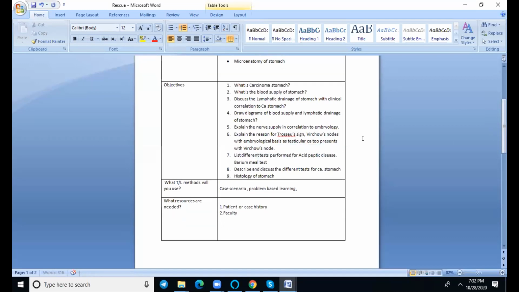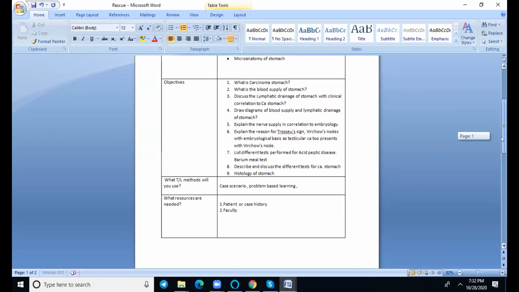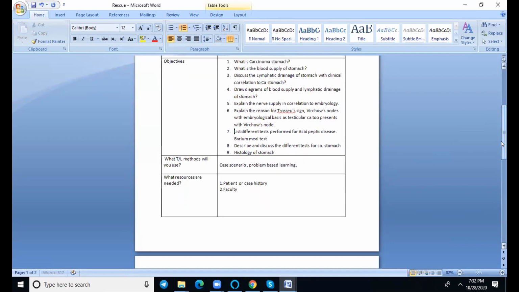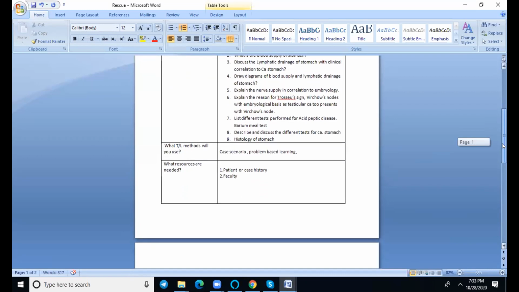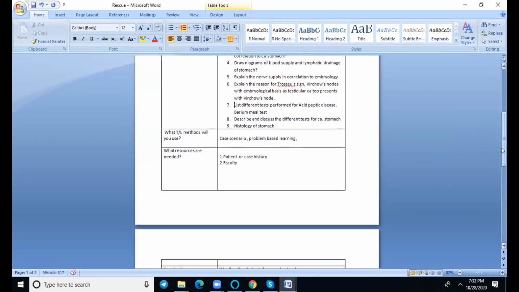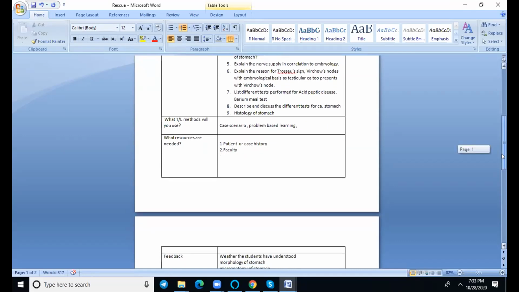List different tests performed for the acid peptic diseases, barium meal test, describe and discuss different tests for carcinoma stomach and histology of stomach. The teaching learning methods that will be required will be case scenario or problem-based learning.